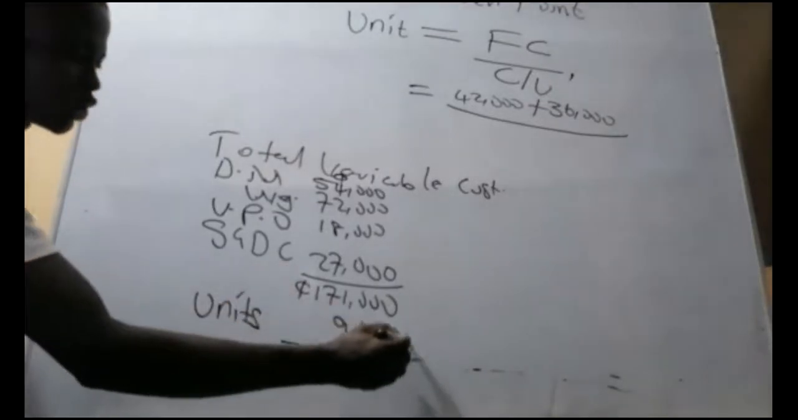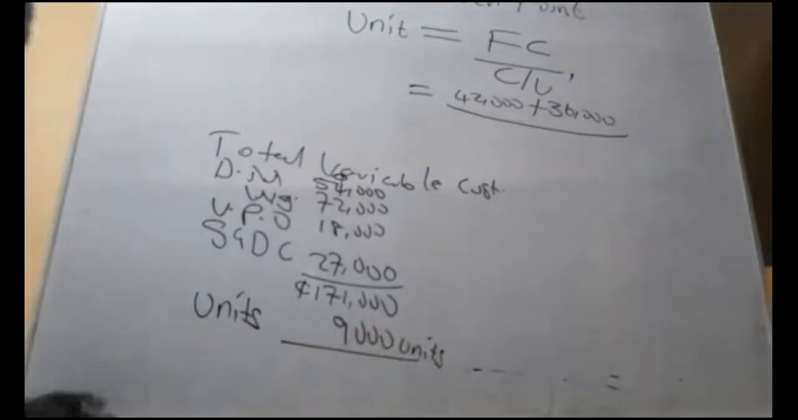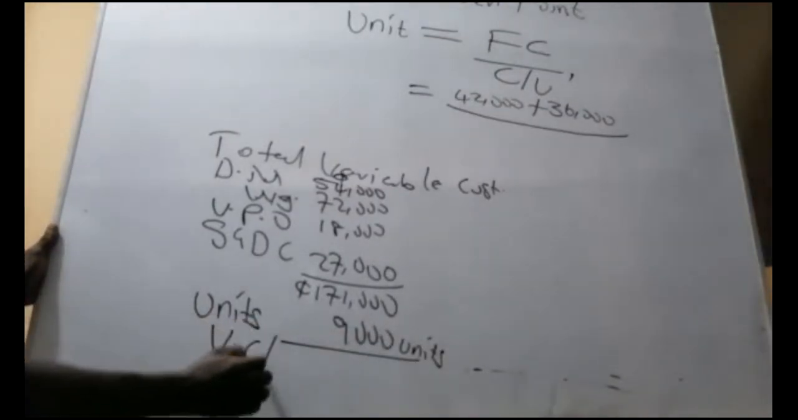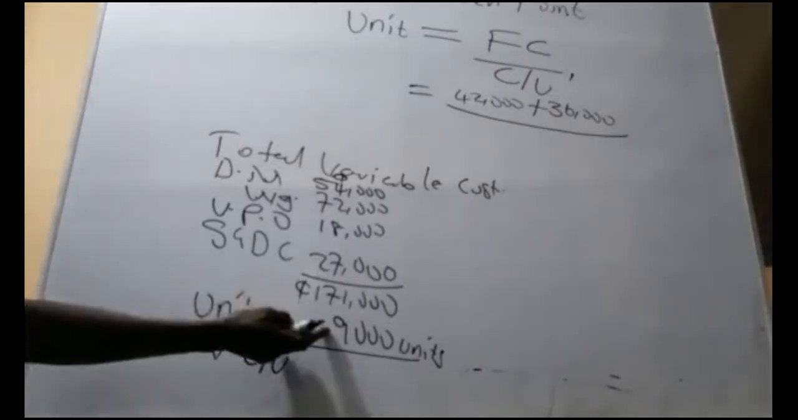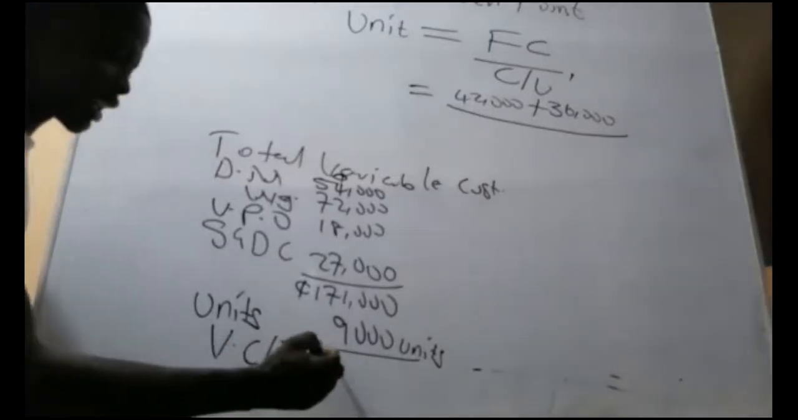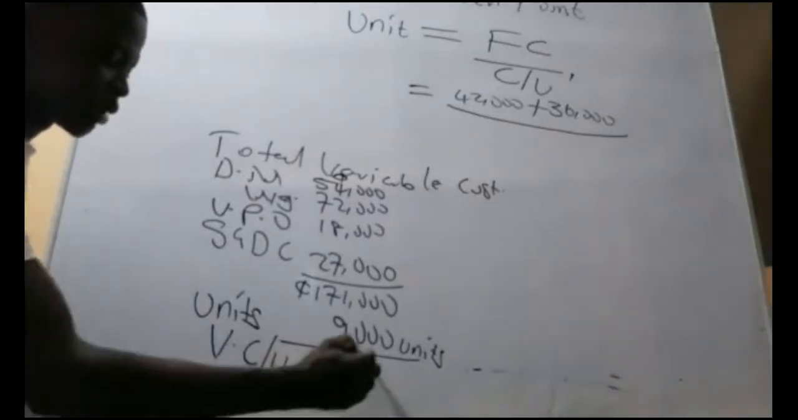And you have produced 9,000 units. So what's the variable cost per unit? So therefore, variable cost per unit, this divided by this, and you get 19 Ghana cedis. So it will be 19 cedis per unit.